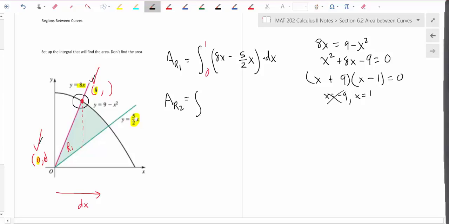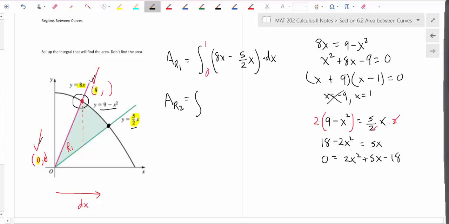Okay, we need to figure out this intersection point. So the two curves that are intersecting are 9 minus x squared and 5 over 2 x. So we're going to work out 9 minus x squared equals 5 over 2 x and solve this equation. It does have a fraction in it, so I'm going to multiply both sides by 2. So I'm going to have 18 minus 2x squared is equal to 5x. Then I'm going to get everything to one side, so I have 2x squared plus 5x minus 18 equals 0.